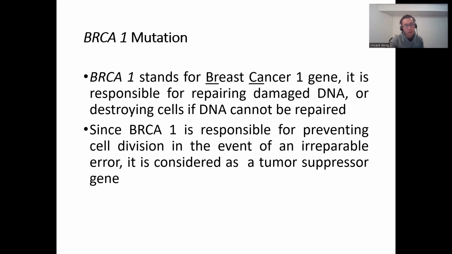There's something called the BRCA1 gene, which stands for breast cancer 1 gene. This is responsible for DNA damage repair and destroying the cell when you cannot repair the DNA. In other words, this gene codes for a red light. It stops the cell from dividing when there is a problem. Okay.